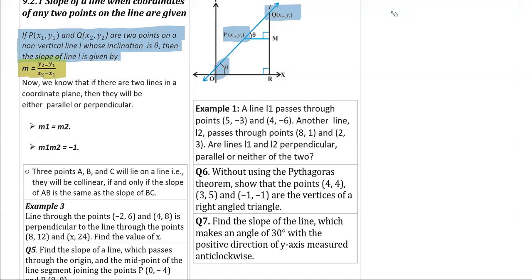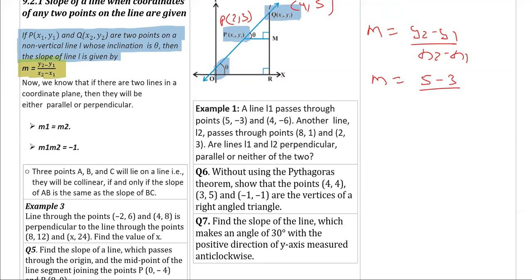For example, if I take a point, say P, this point P is (2, 3), and say this is (4, 5), then if I'm interested in finding the slope of the line, the formula is y2 minus y1 over x2 minus x1. So we can say that y2, which is 5, minus y1, y1 is 3, divided by x2, which is 4, minus 2. So in this case, the slope is 5 minus 3, which is 2, and 4 minus 2 is 2. So therefore, the slope of the line in this case is 1.